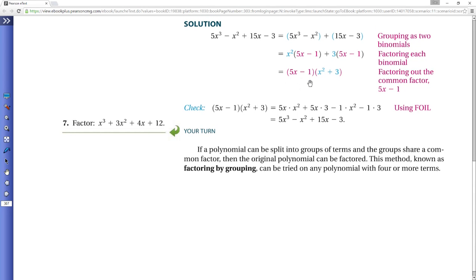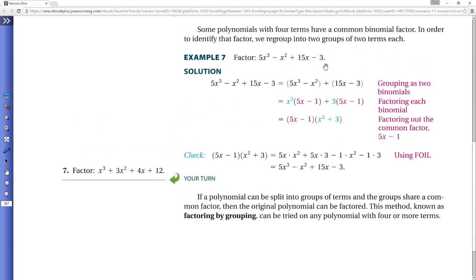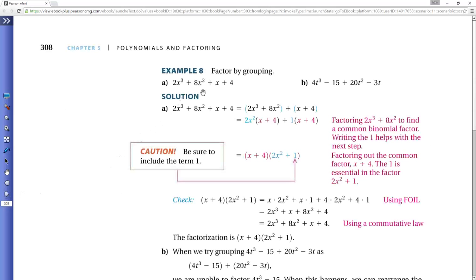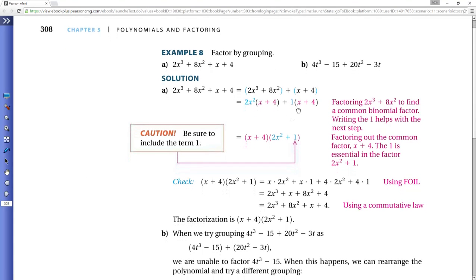Now, we can still check this, right? Well, let's use FOIL. They say first times first, outer times outer, inner times inner, last times last. And we end up with this new polynomial, which, hey, good, it matches the original. I was successful in that factoring. Okay? This method is known as factoring by grouping. So they're going to go through a few examples like here.